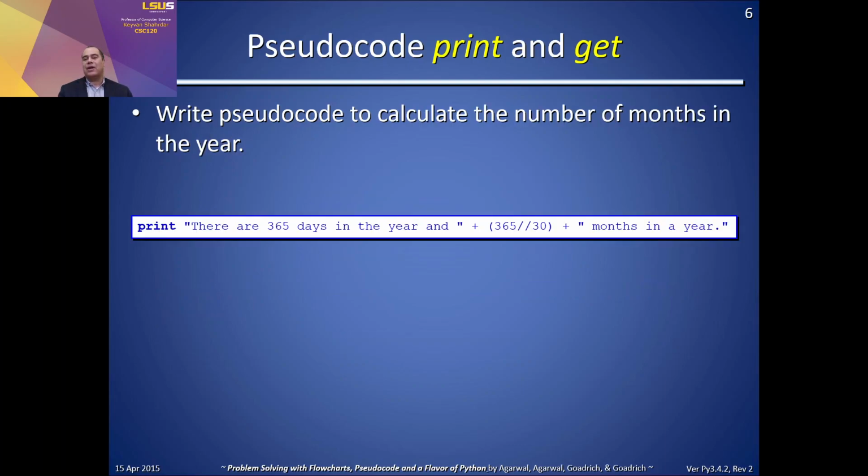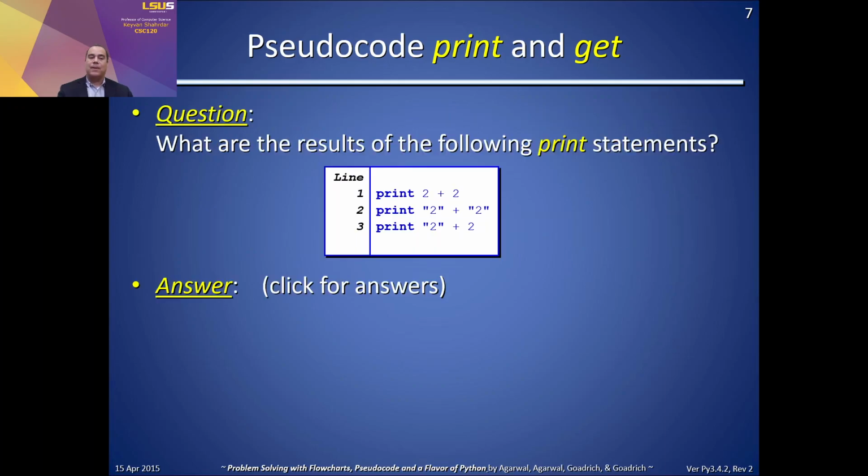So write pseudocode to calculate the number of months in the year. So you would say print, there are 365 days in the year, and 365 integer division 30 is months in a year. That means how many months there are in a year.